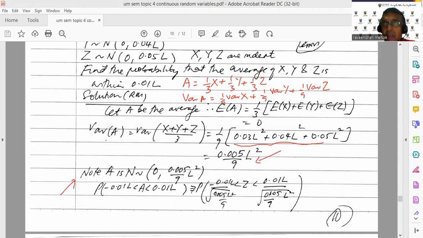So now you know that A is normal with mean 0. And this is now the variance. So this probability is what I'm trying to find. As usual, this random variable, I need to change it to Z. So take 0.01 L minus the mean of A, which is 0. I didn't write it, but if you want, you can write it. Divided by the standard deviation of A, which will be the square root of 0.005 L squared over 9. Do that on the left hand side as well.